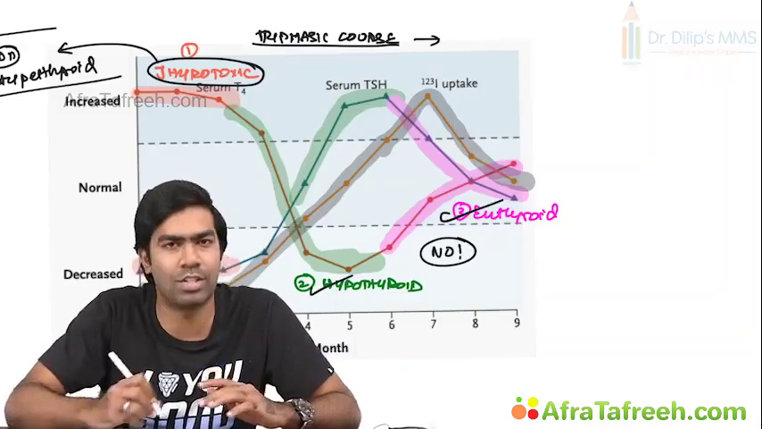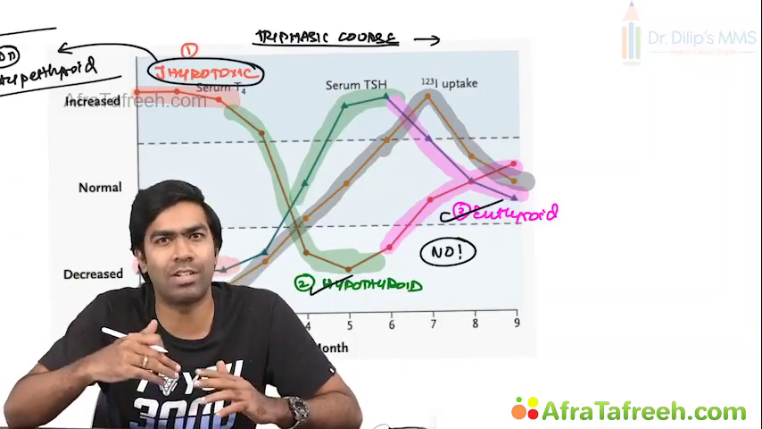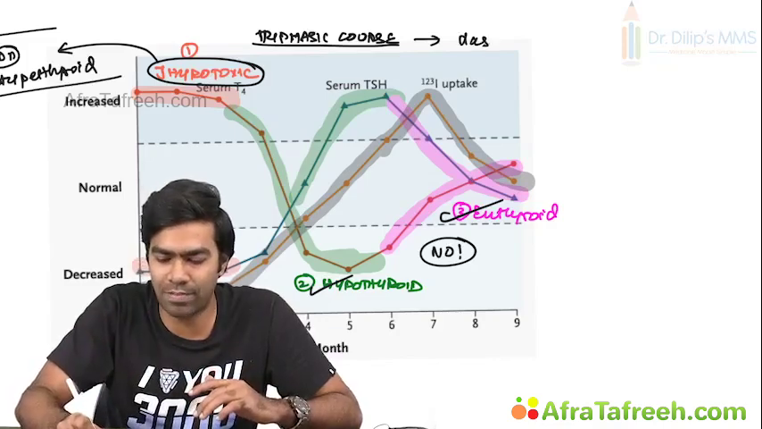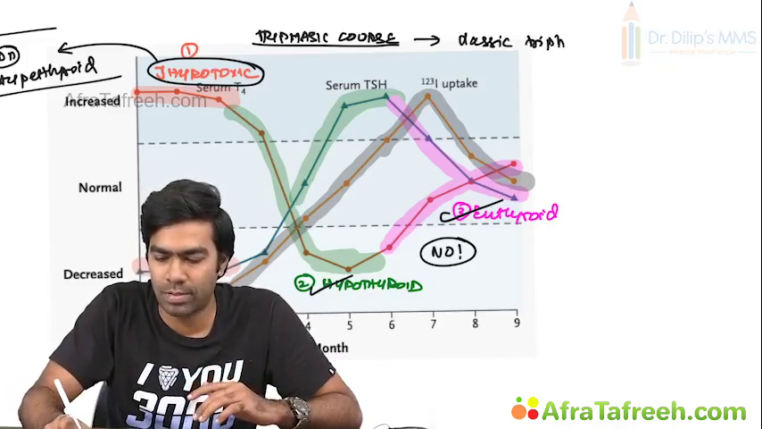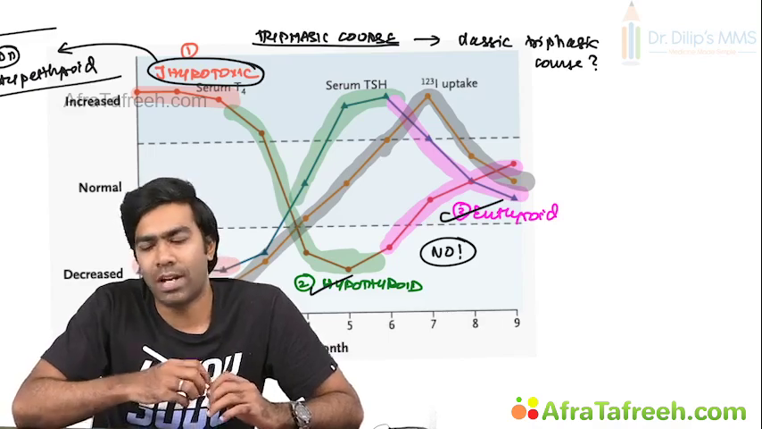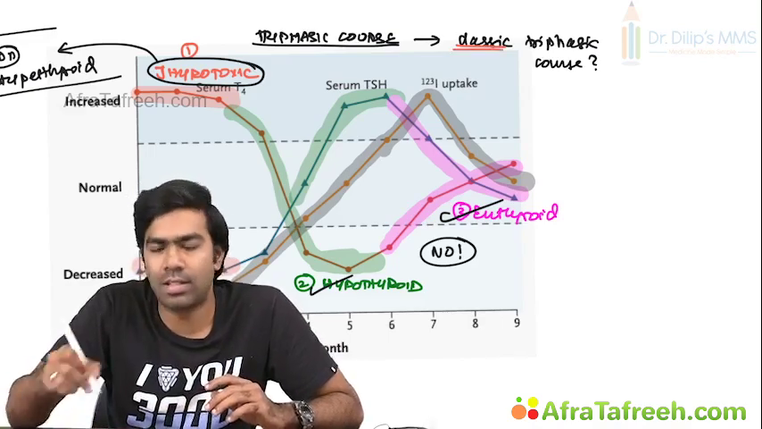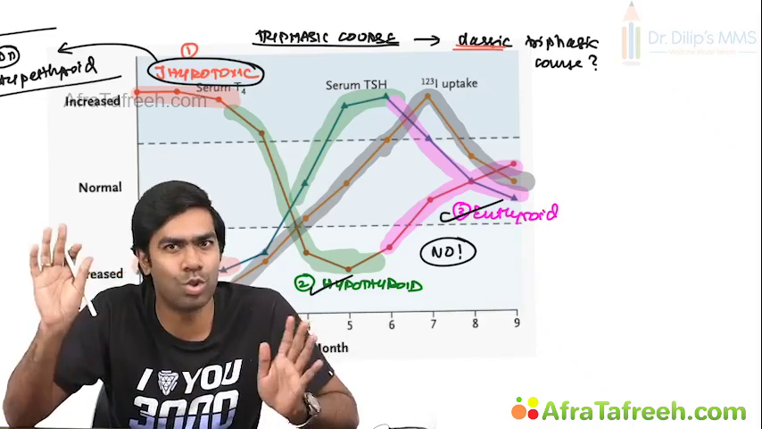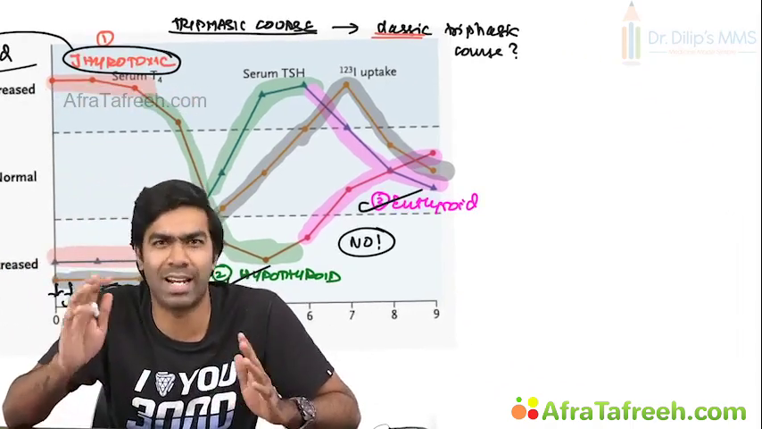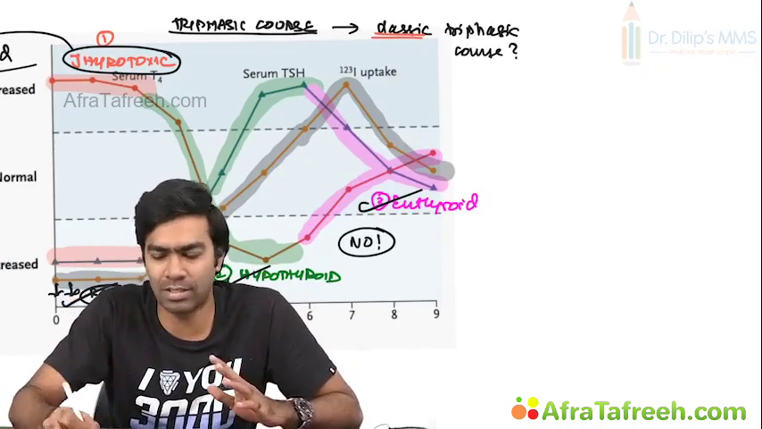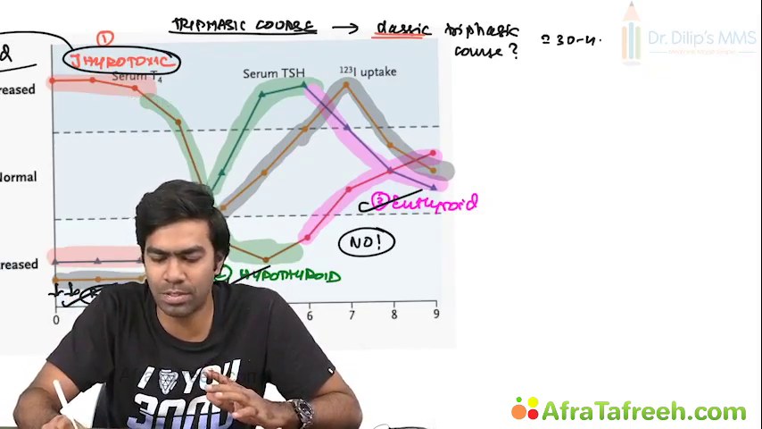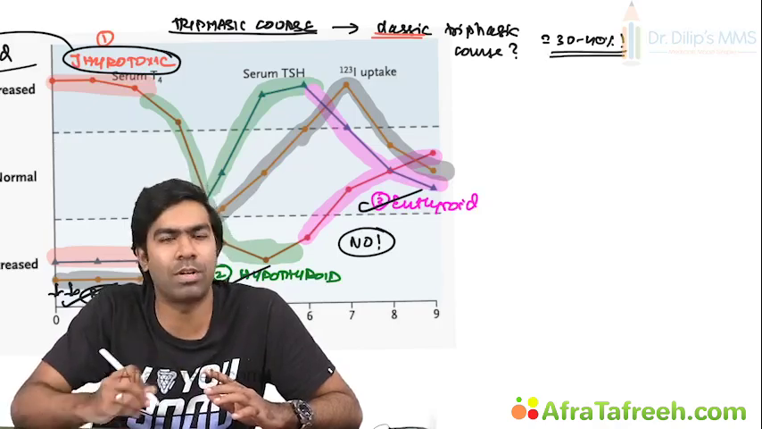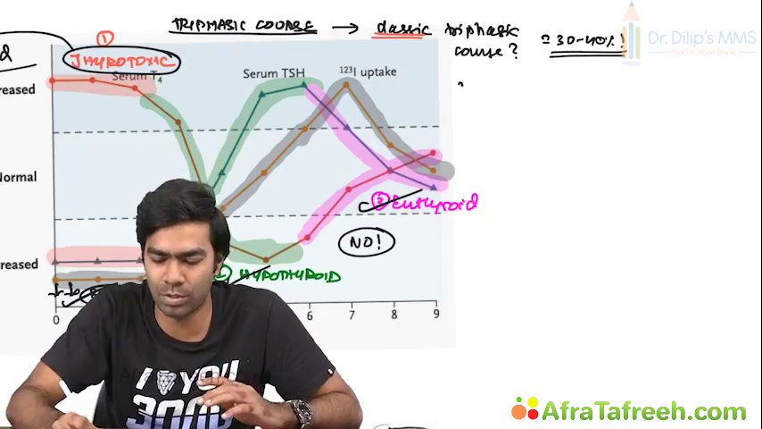So what percentage of subacute thyroiditis patients will follow this classic triphasic course? Remember, whenever you use the word classic in medicine, most of the time the incidence will be 20 to 30%. This is the usual thing that happens in medicine, which means it's rare. That's what I mean. So as far as thyroiditis is concerned, only approximately 30 to 40% of people with subacute thyroiditis will follow this classic triphasic course.